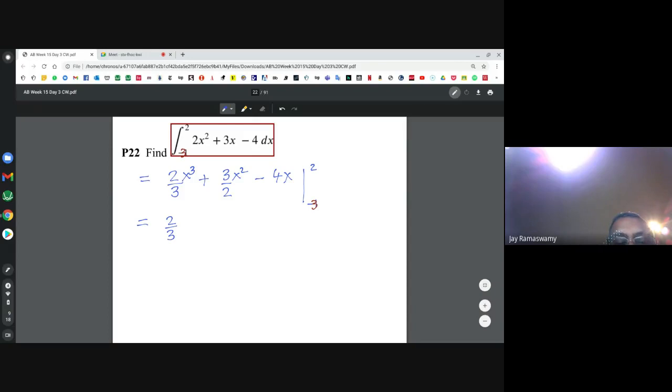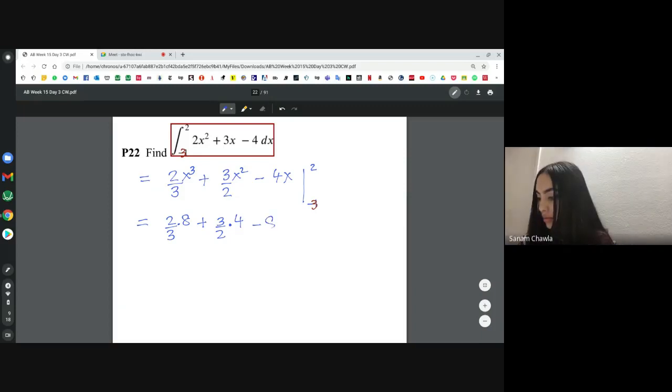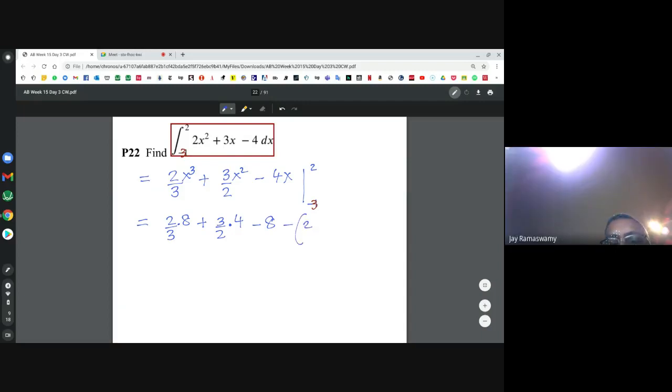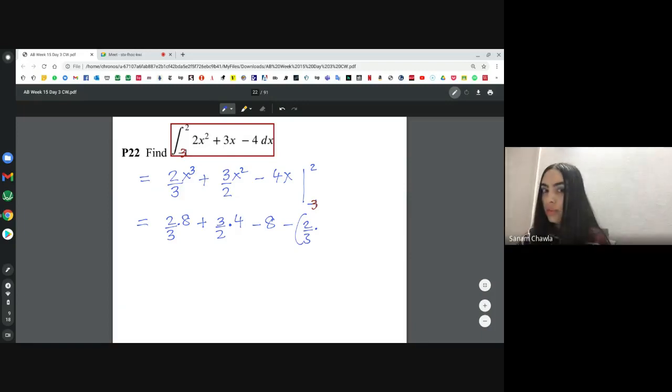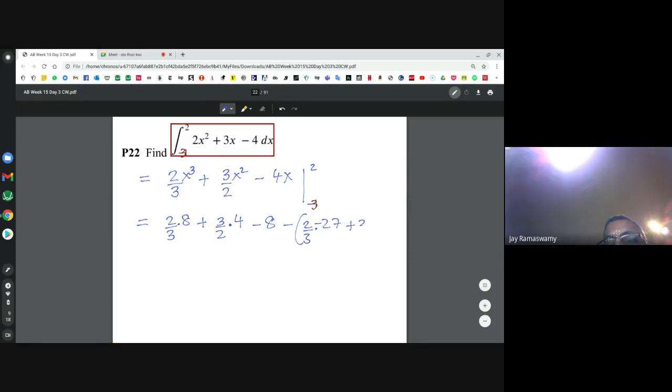2 cubed, 8. 3 over 2, 2 squared, 4. Minus 8. What do I write next? Minus parentheses, 2/3, negative 3 cubed, negative 27, plus 3 over 2, negative 3 squared, 9. And then minus, or is it plus? Plus 12.